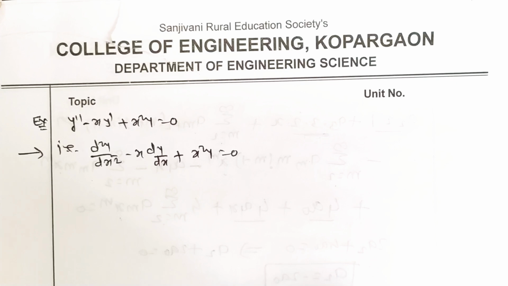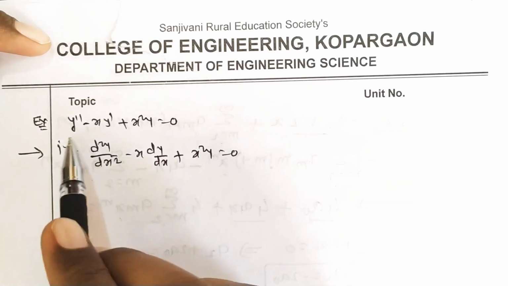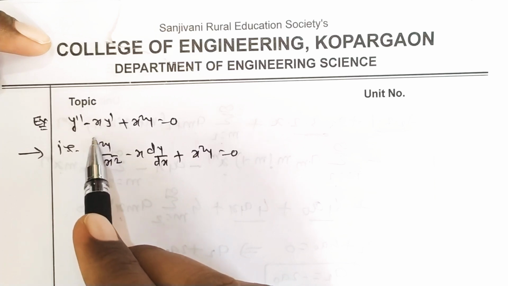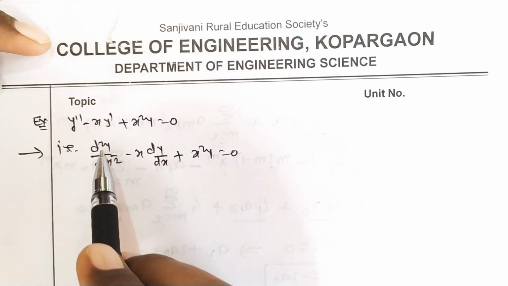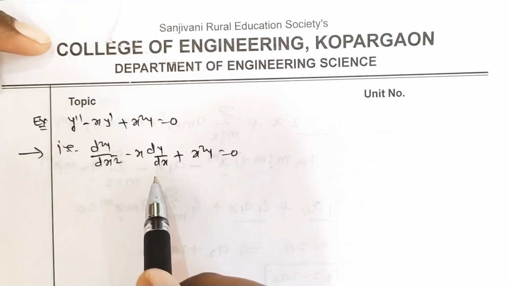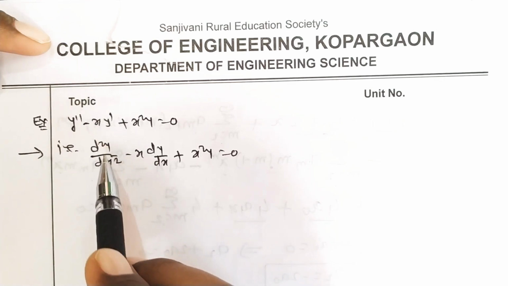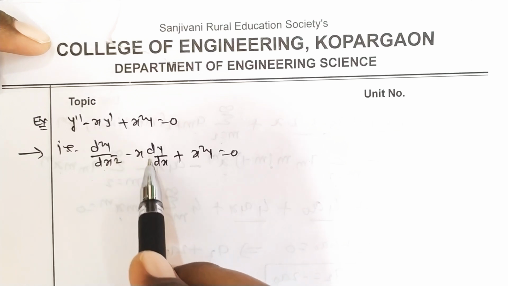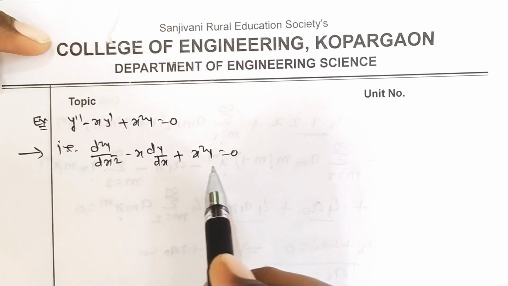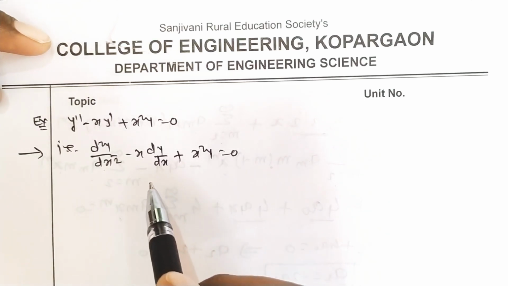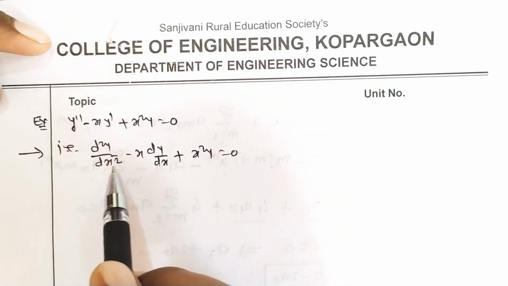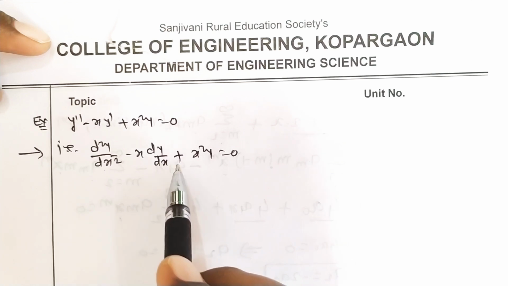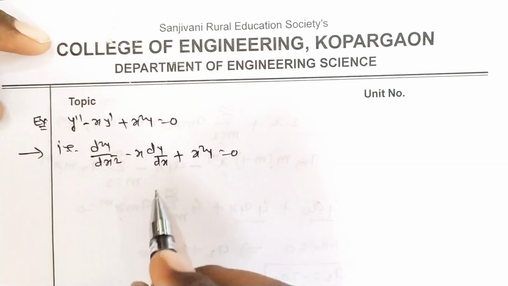Next problem of series solution is: find the series solution of the differential equation y'' − xy' + x²y = 0. We know that y'' is d²y/dx² and y' is dy/dx. Means we have to solve the differential equation d²y/dx² − x dy/dx + x²y = 0. So this differential equation is of this form: p0(x) d²y/dx² + p1(x) dy/dx + p2(x) y = 0.